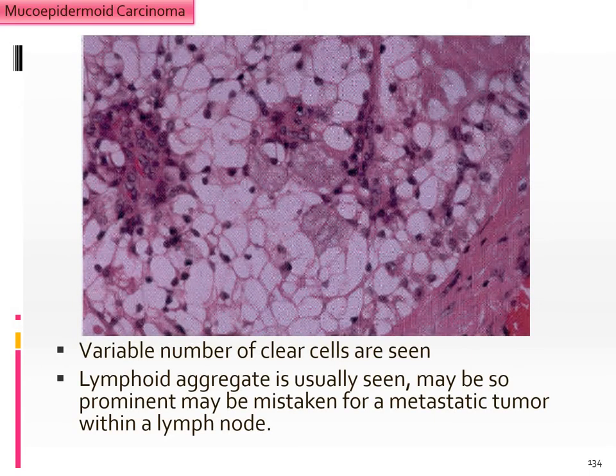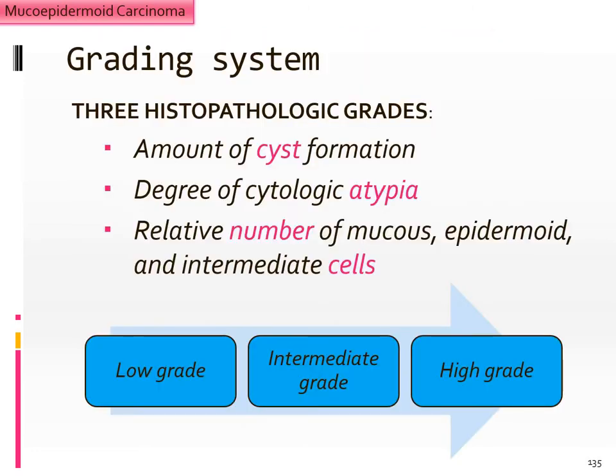Sometimes the clear cells may also lack mucin positivity. So they are characterized as clear cells and usually associated with lymphoid aggregate, and there is a separate variant of mucoepidermoid carcinoma called the clear cell variant of mucoepidermoid carcinoma, which is known to metastasize very easily to distant sites. So based upon the arrangement, we have three categories.